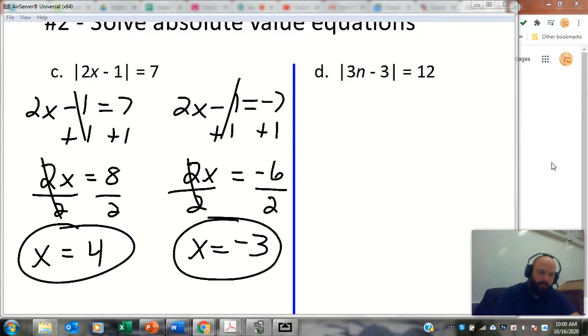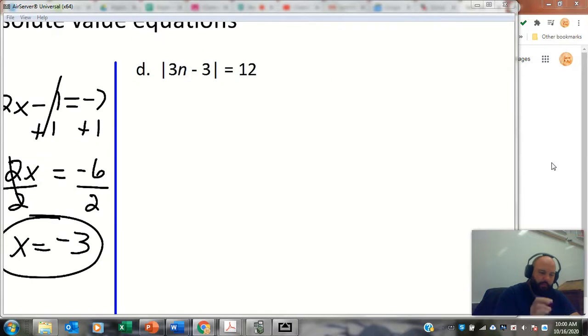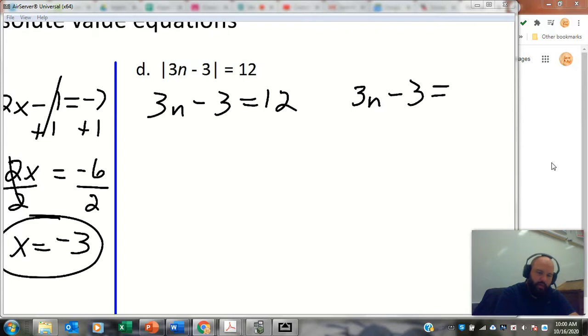Same deal. For part D, we're going to split this. It splits, remember, 3n minus 3 equals 12. So we just drop the absolute values and just write the equation. The second equation that you're going to get, we also drop the absolute values, but we make the number on the other side of the equal sign negative. Okay? And then these are just two equations that we proceed to solve.